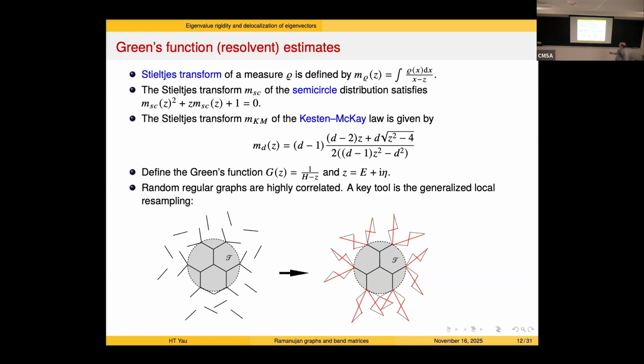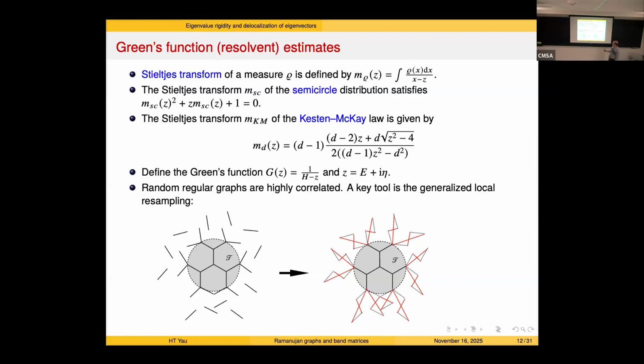Now, the idea is to prove that the trace of the Green's function, with a complex parameter z equals E plus i eta, and this eta has to be quite small because you want to detect the eigenvalues. When eta is large, you cannot tell the difference between two eigenvalues. So eta has to be close to 1 over n. So eta is quite small. So this Green's function is a trace. You want to show that it satisfies a self-consistent equation of Kesten-McKay law.